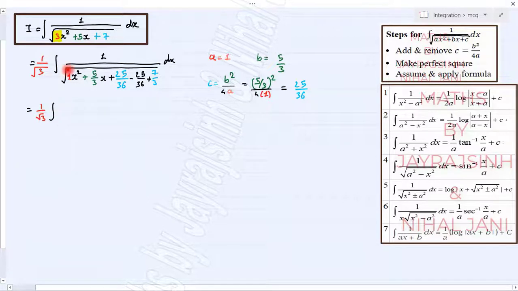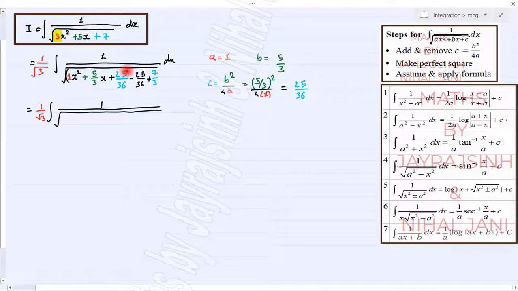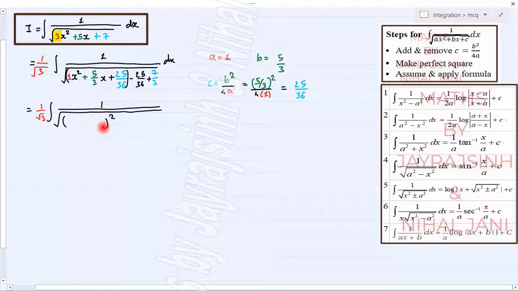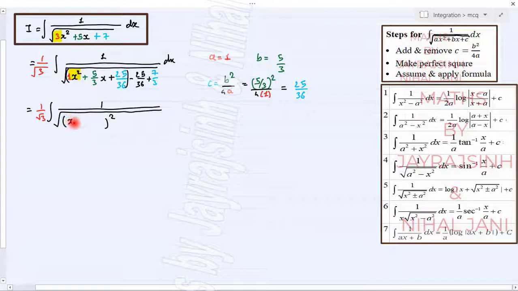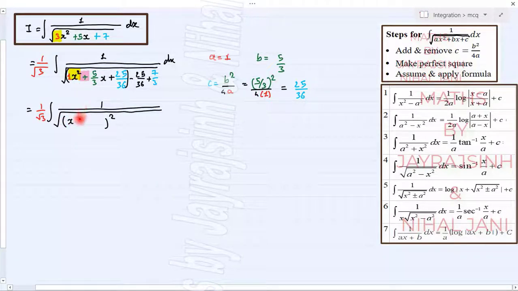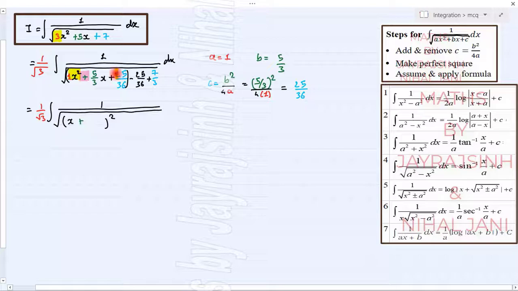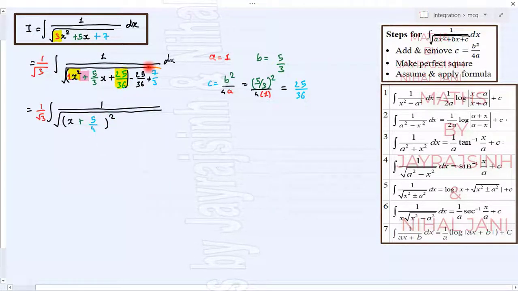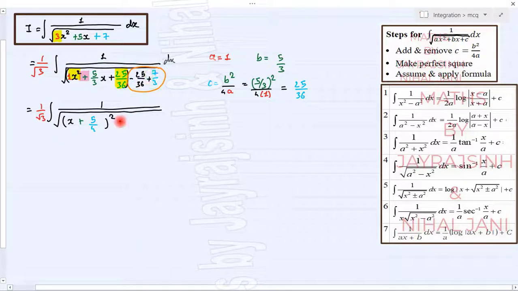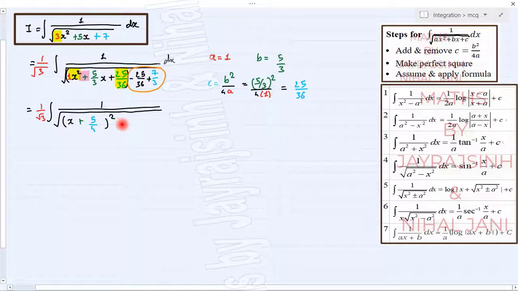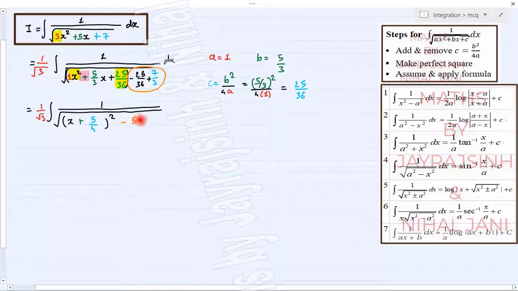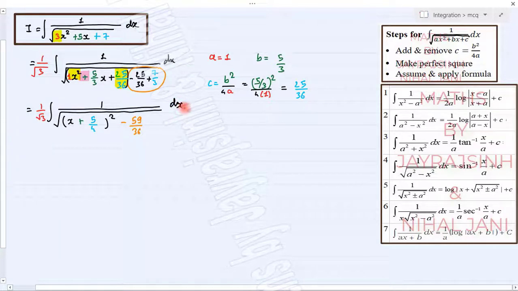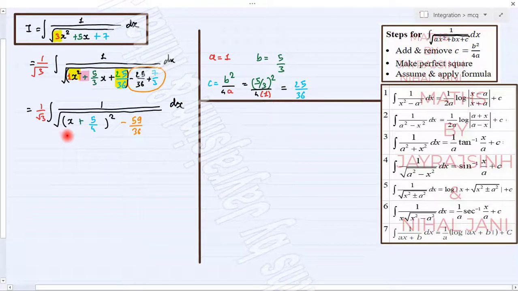So here we can say your first three terms will make a perfect square: the root of the first term, the sign of the middle term, and the root of the last term, which is 5 by 6. And minus 25 by 36 and 7 by 3 will give us minus 59 by 36 dx. Now, let's move to the next step.